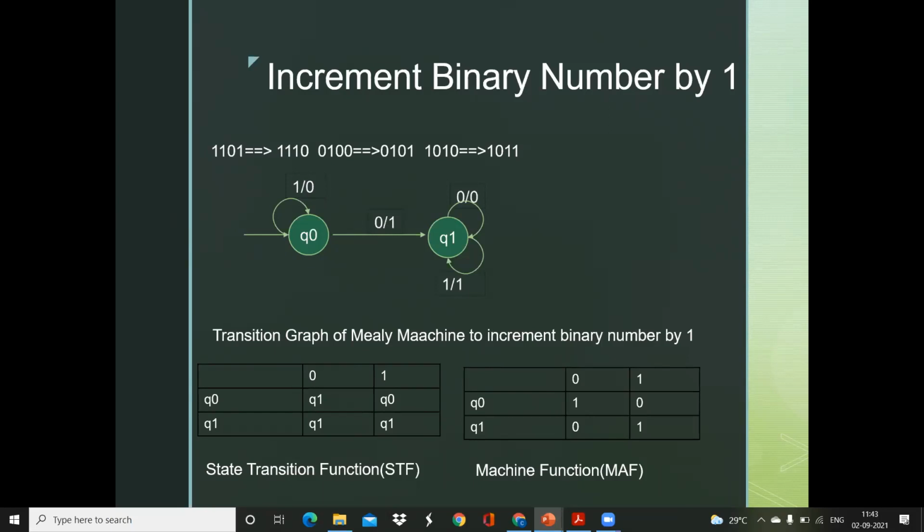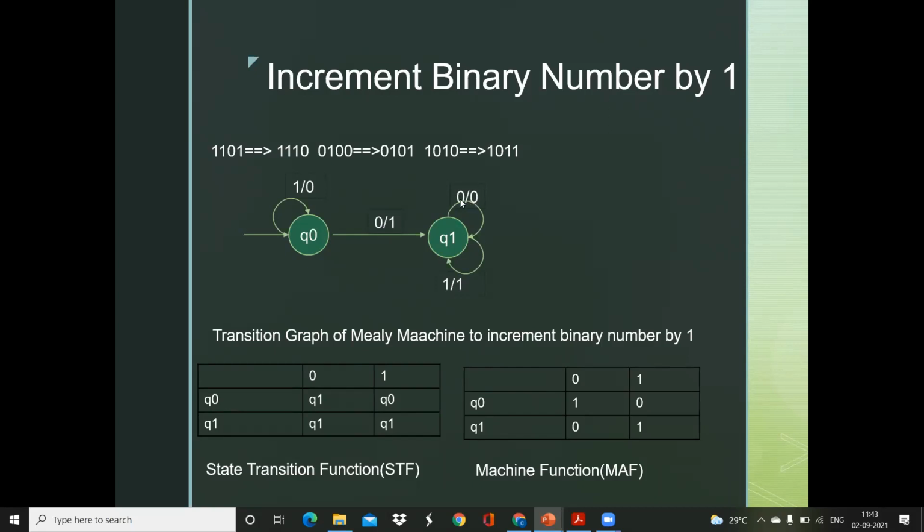And this process will continue from the right hand side. All ones get replaced with 0, and once q0 reads the first 0, it will produce output 1, and then it will move to another state where, for whatever input 0 or 1, it will produce the same output. And that result is recursive.